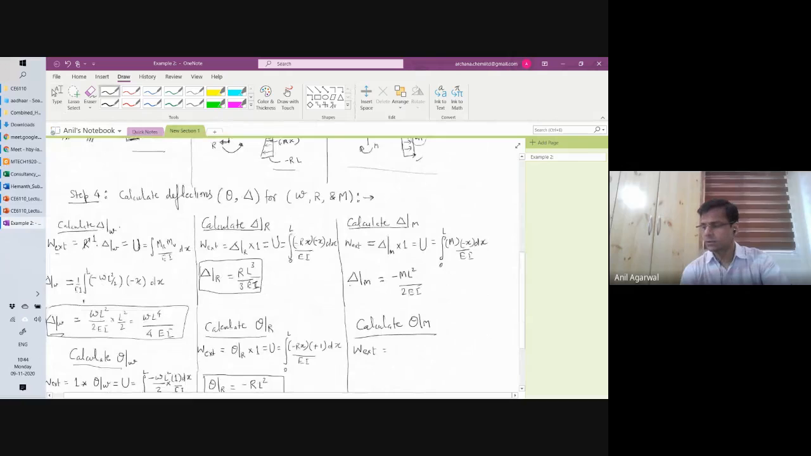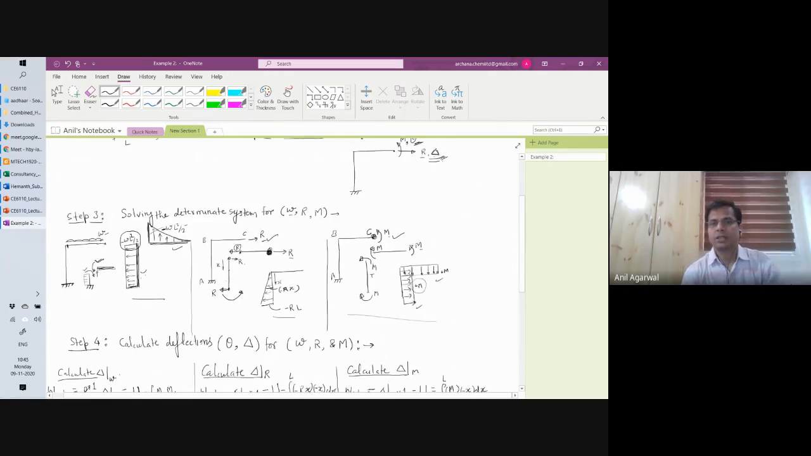So W external will be equal to theta because of M multiplied by 1, where 1 is the virtual moment. What I'm saying is, first I apply the virtual moment 1 in the same direction as M. Then I apply the actual M. When the actual M is being applied, this 1 was doing some work, and that's what I'm reporting here.